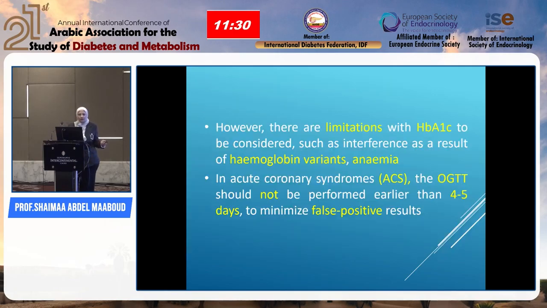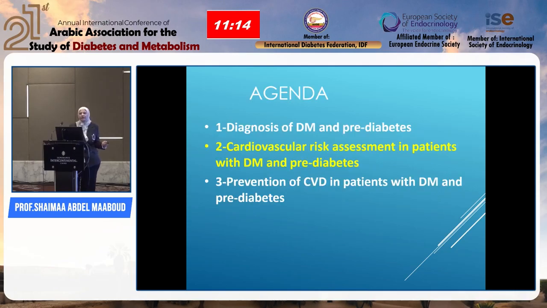As well, we know that there are limitations of HbA1c to be considered, such as interference as a result of hemoglobin variants and anemia, as well as acute coronary syndromes. Also, OGTT should not be performed earlier than 4 to 5 days after an acute event, to minimize false positive results.